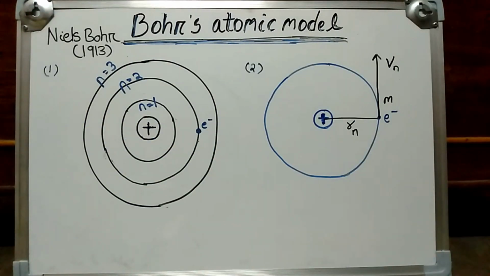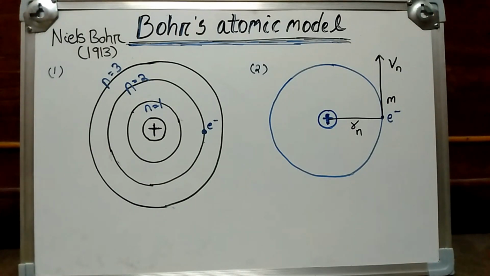In the previous class, we discussed the Rutherford atomic model. In this concept, he proposed that all the positively charged particles are gathered at the center, which is called the nucleus, and electrons revolve around the nucleus in any arbitrary, spiral path, so that they emit energy continuously and gradually collapse into the nucleus. So he was unable to explain the stability of an atom.